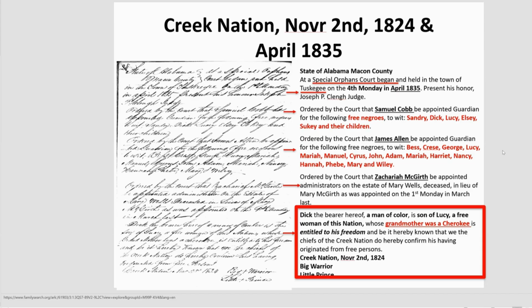Then the last paragraph: Dick, the bearer hereof, a man of color, is son of Lucy, a free woman of this nation, whose grandmother was a Cherokee, is entitled to his freedom, and be it hereby known that we, the chiefs of the Creek Nation, do hereby confirm his having originated from free persons. Signed 1824.